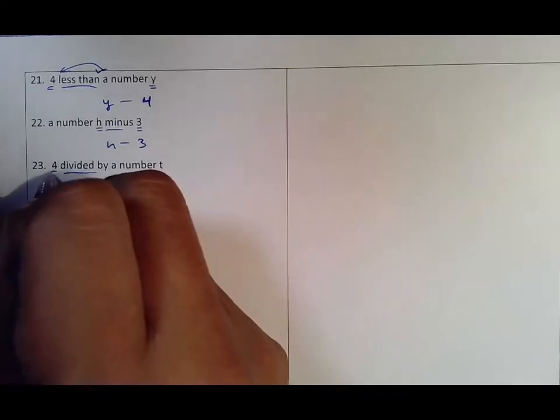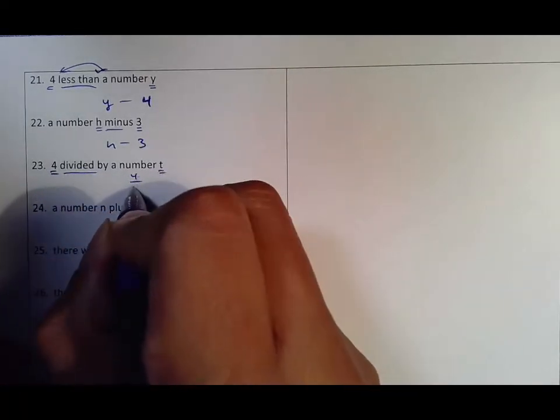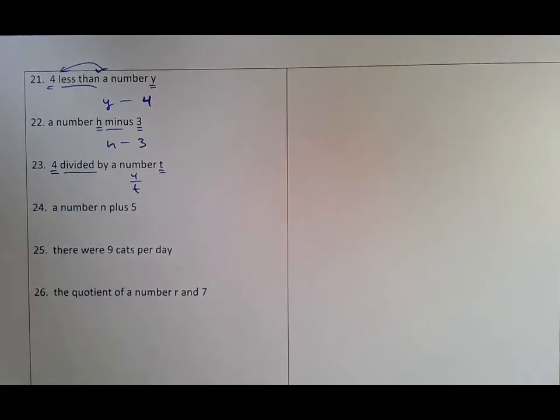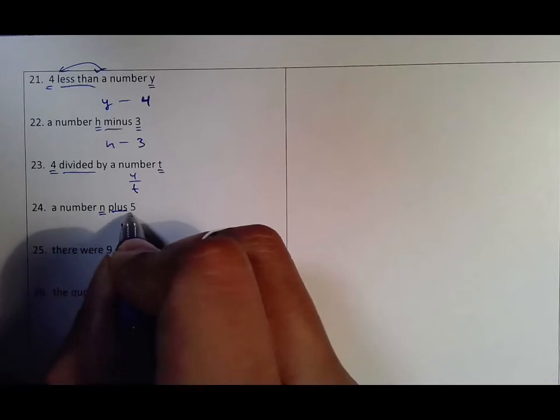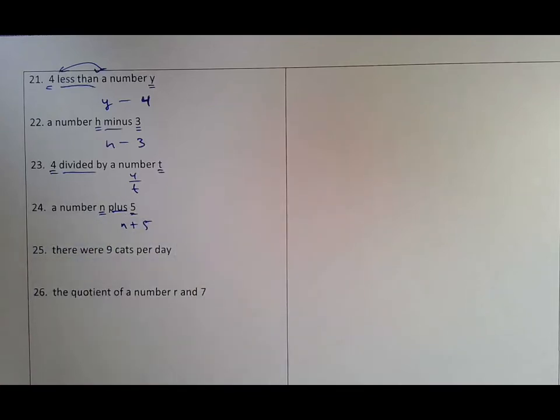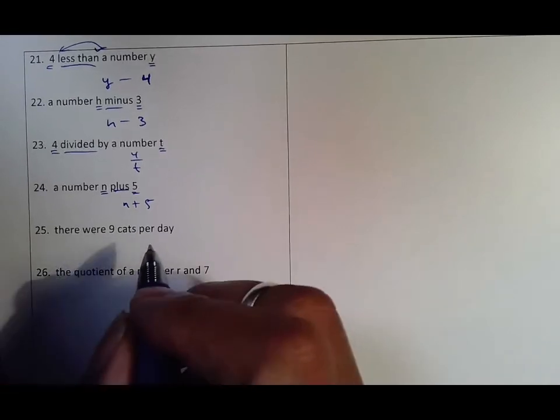Divided by as a fraction, 4 is first, goes on the top. T is second, goes on the bottom. That's it. Plus, n is first, 5 is second. I don't know how to teach this to you outside of just showing it to you because there's really nothing else I can do. If you don't put in the work, you're not going to make it.